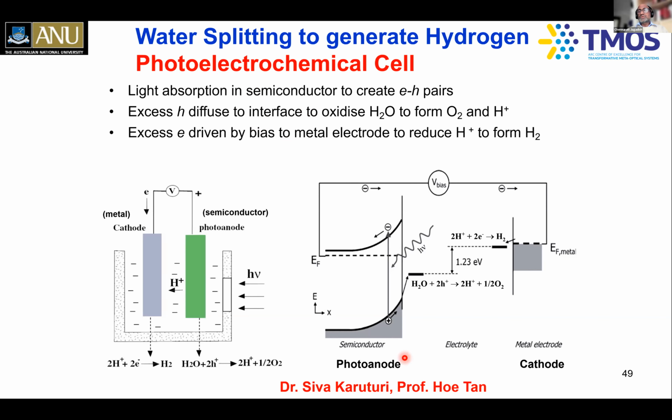You take a semiconductor, which can act like a photoanode, and you shine light and excite the electrons from the valence band to the conduction band. The holes generated end up oxidizing water, and you generate protons and oxygen, for example, here. And the electrons come here and combine with the protons, reducing the protons to generate hydrogen at this cathode region here. This work is really driven by my colleagues, Dr. Shivakar Turi and Professor Botan, for example.